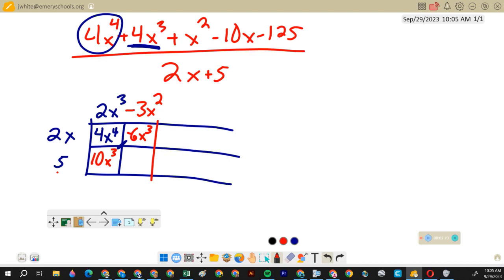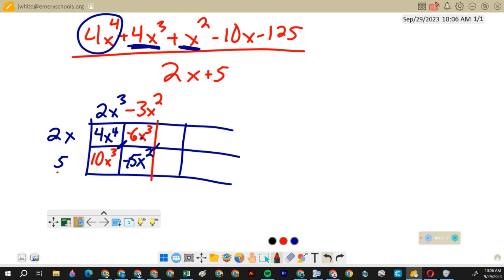All right, so we take this 6x to the 3rd and we divide it by 2x, and we end up with negative 3x squared. Negative 3x squared times 5 is negative 15x to the 3rd. Then we add a column. These two need to add to be, oh, sorry, I did mess up. Okay, that should be a squared. Thank you. So these two need to add to be this.